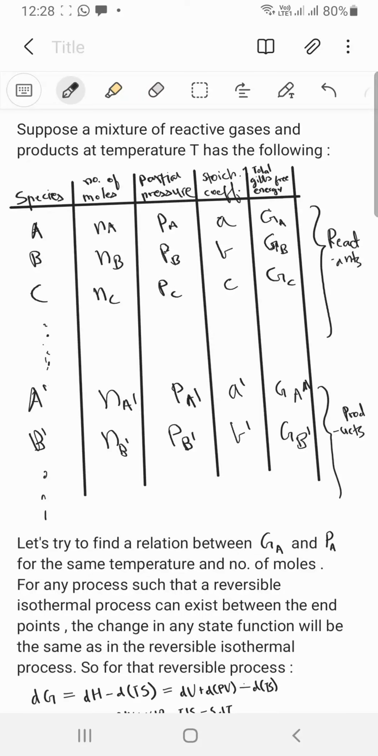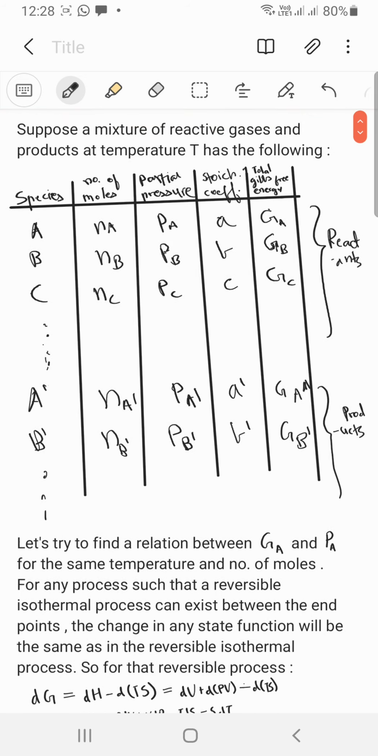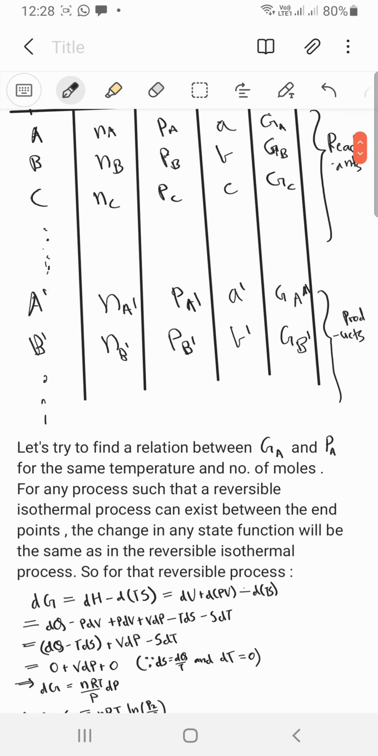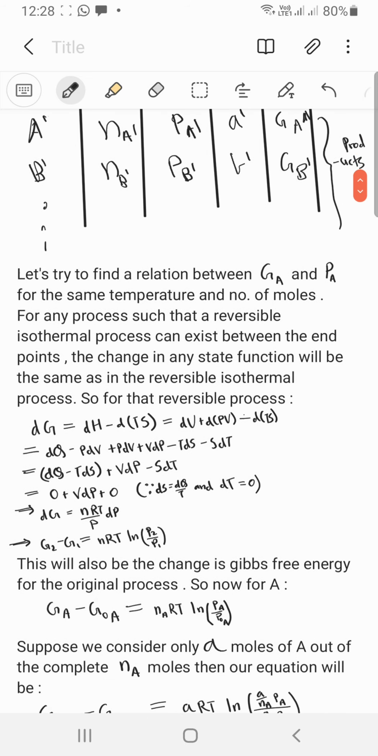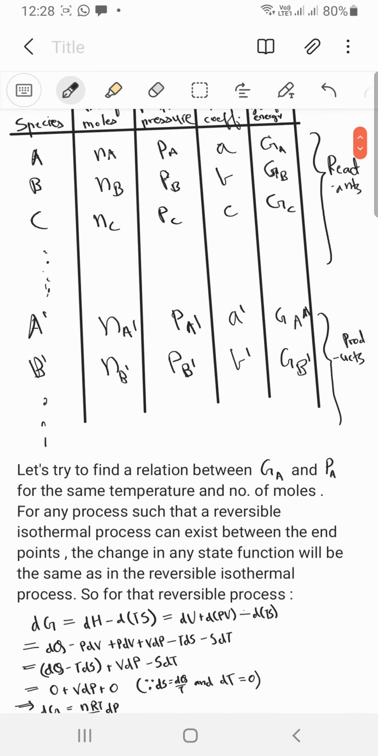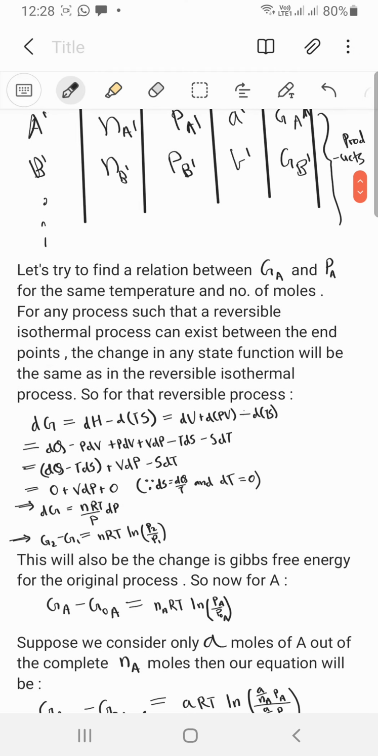Suppose a mixture of reactive gases and products at temperature T has the following. Study this table. Here we have been given the species, the number of moles, the partial pressure of the species, the stoichiometric coefficient of the species in the reaction, and the total Gibbs free energy of the species inside the mixture. Now let's try to find a relationship between Ga and Pa, which is the Gibbs free energy and the partial pressure for the species A for the same temperature and number of moles.